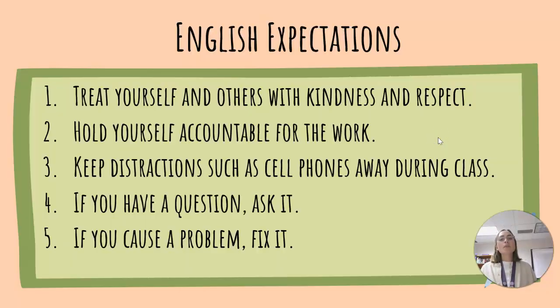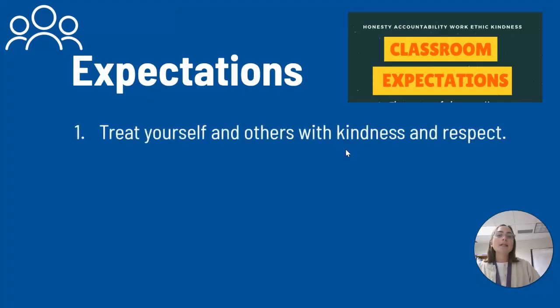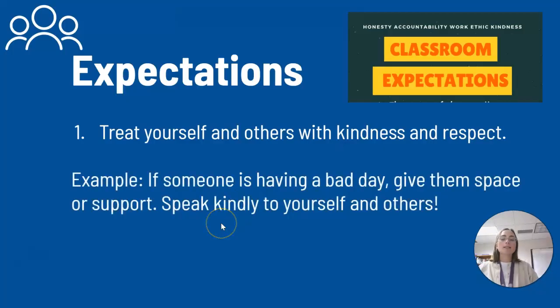We've already gone through some of our English 10 expectations. I'm going to go through each one of these individually and show you some examples of what these expectations look like. Expectation number 1 is treat yourself and others with kindness and respect. An example of that: if someone's having a bad day, give them space, give them support, speak kindly to yourself and to your classmates.